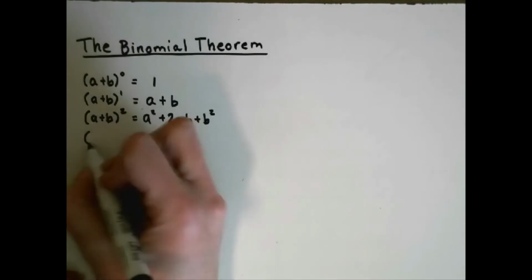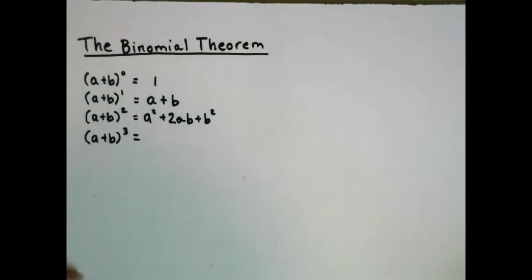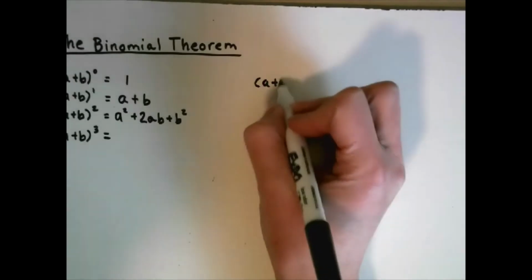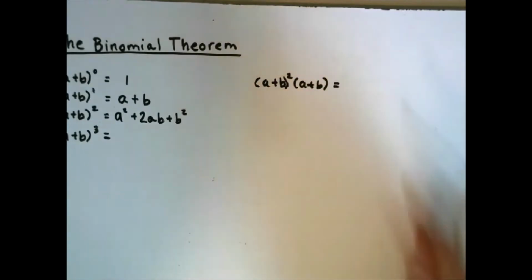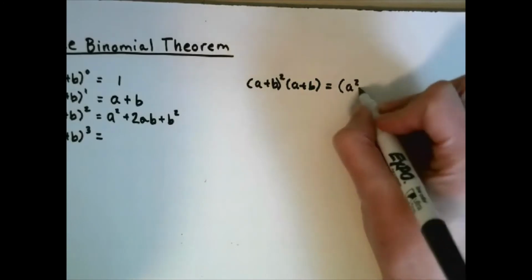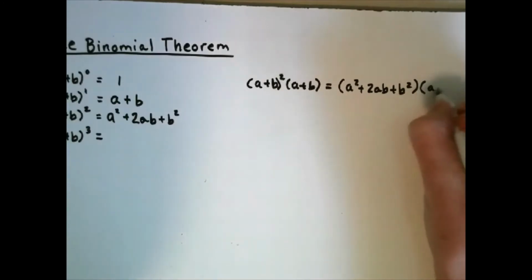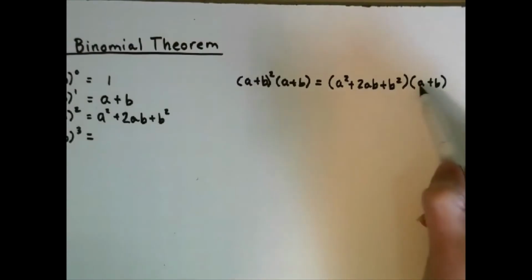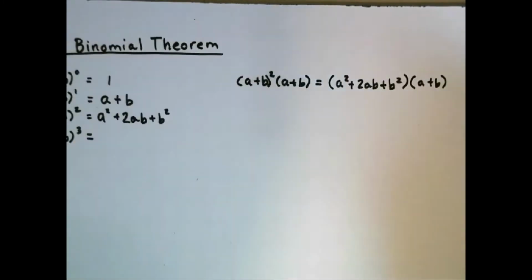Next is going to be a plus b cubed. To do that, again, I'm going to go off to the side. That's going to be a plus b squared times another a plus b. So I'm going to take my last result, which was a squared plus 2ab plus b squared, and multiply that by another a plus b. I'm going to distribute through the a, and I'm going to distribute through the b, and then we'll collect all our like terms.